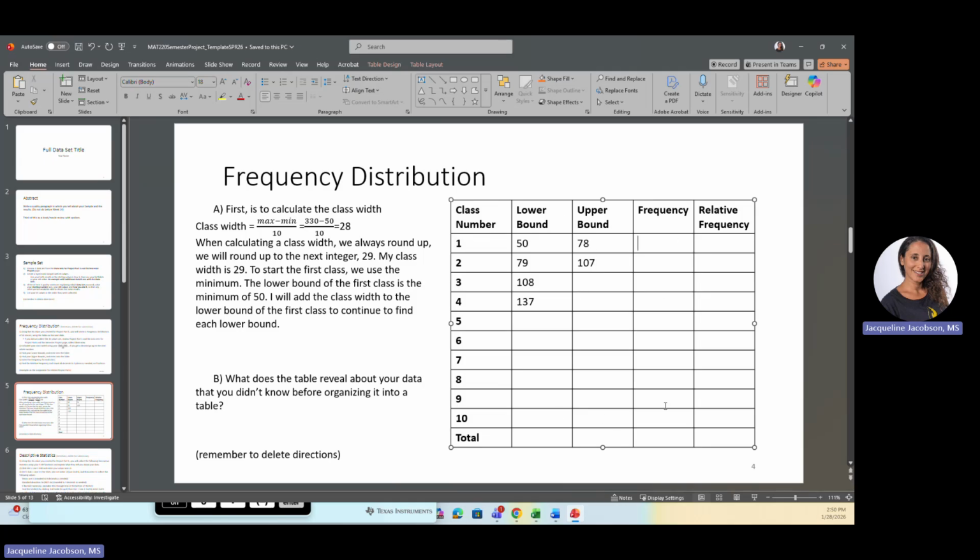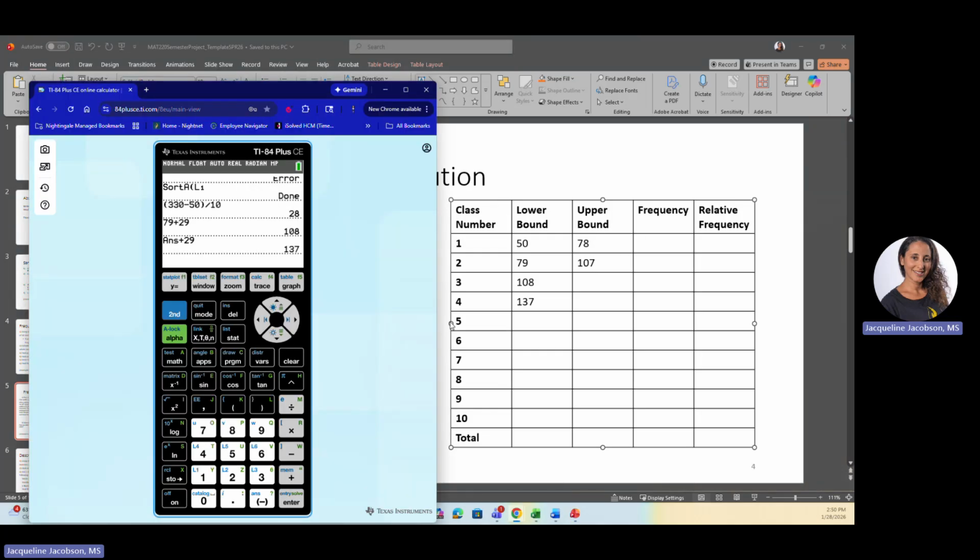Now to find the frequencies. How do I find the frequencies? To find the frequency of the first class, and I'm not going to type it here anymore, I want you guys to use your own words, but to find the frequency of the first class, I have to go to my data and find and count all the values that are between 50 and 78 inclusive.